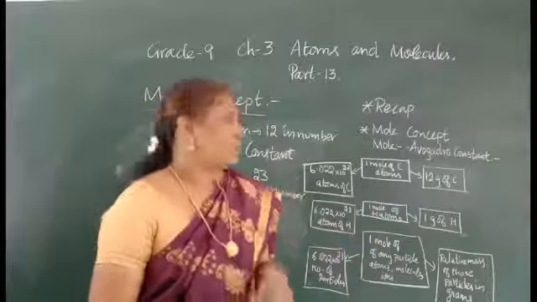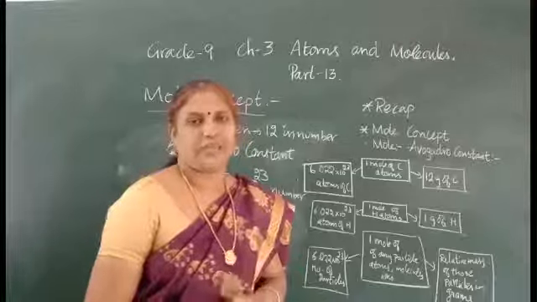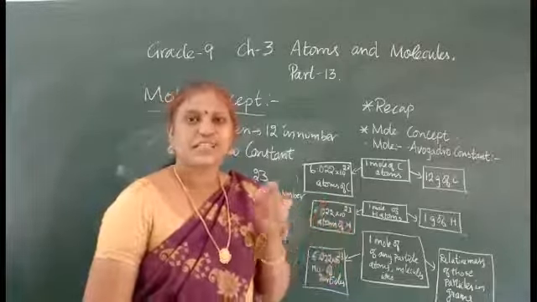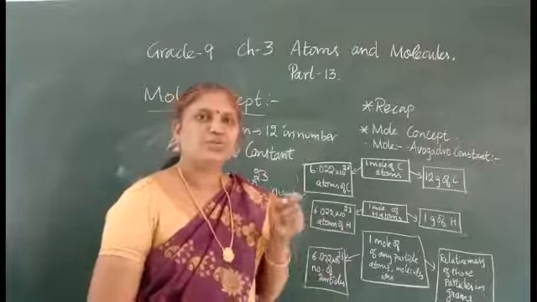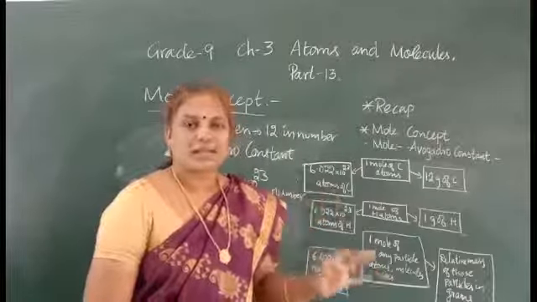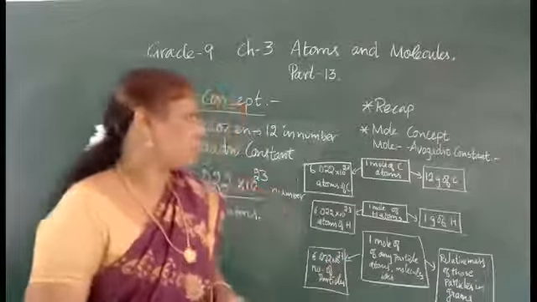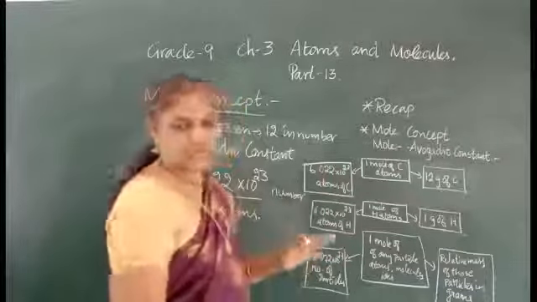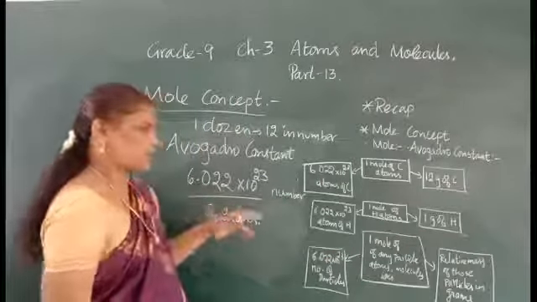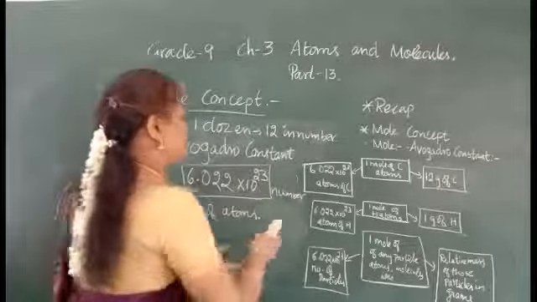That doesn't matter. Here, the Avogadro mole concept also says the same. Whatever you are taking, 1 mole of any substance will have 6.022 into 10 to the power 23 as a constant number of particles, whether atoms or molecules. In the mole concept, this is the main thing said. This is called Avogadro's constant. You should keep it in mind. This is the Avogadro's constant.